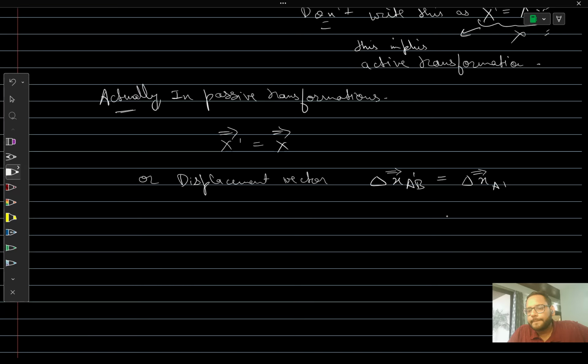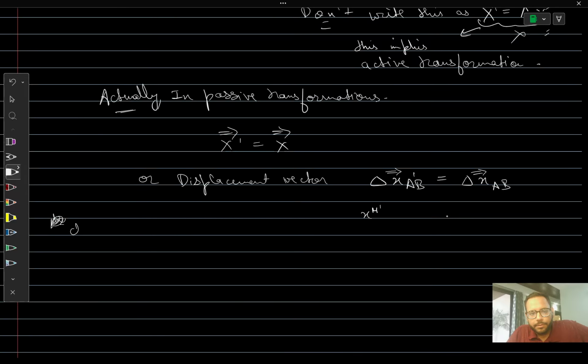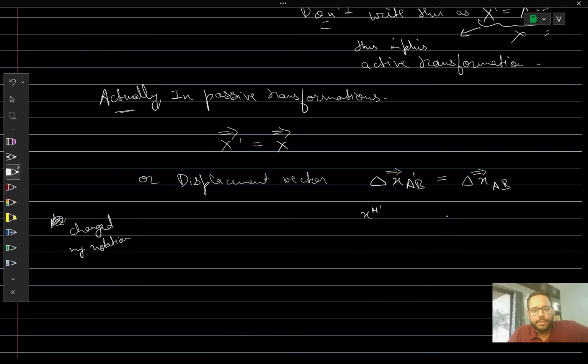What else does this mean? x prime mu. Now let's introduce a new notation. I am writing the prime over the indices now. Just note that I am writing the prime over the indices, not over the object. I have changed my notation. You can find this notation in the Sean Carroll books also.